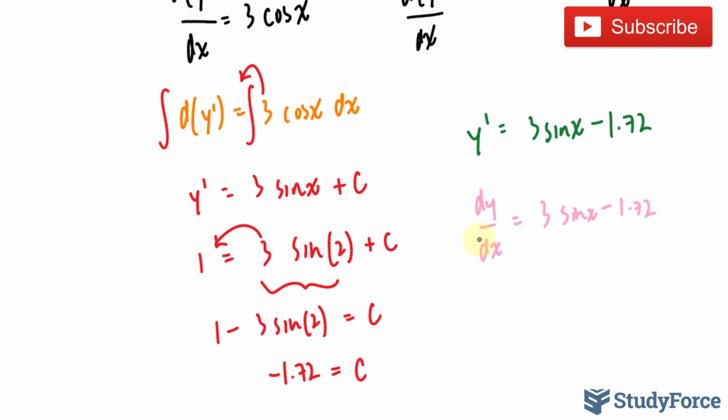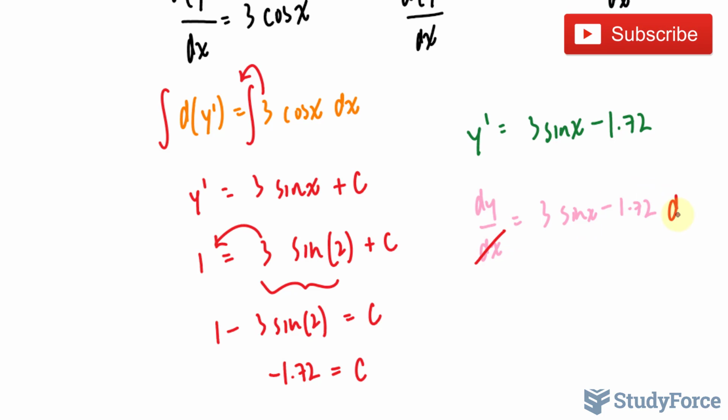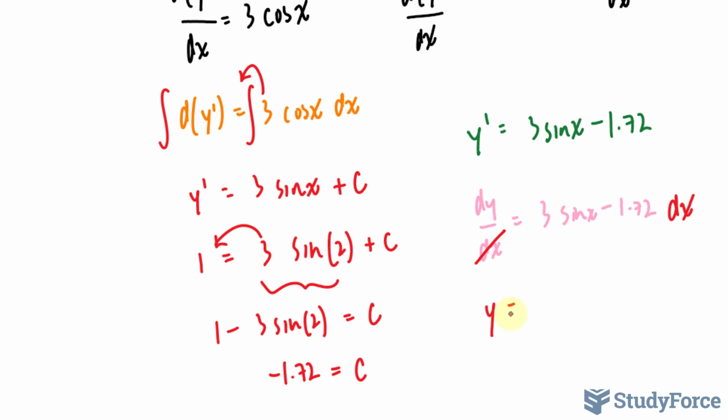Multiplying both sides by dx cancels it out on the left side. Now taking the integral of both sides, if I take the integral of this side, I'll end up with y. And on the right side, if I take the integral of these two terms, this term becomes 3 times negative cosine, because the integral of sine x is negative cosine. I'll put that negative here, cosine x. The integral of this term is negative 1.72 x plus our arbitrary constant c.